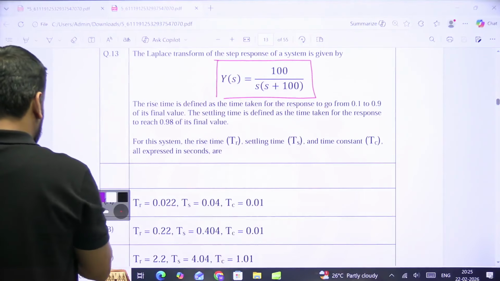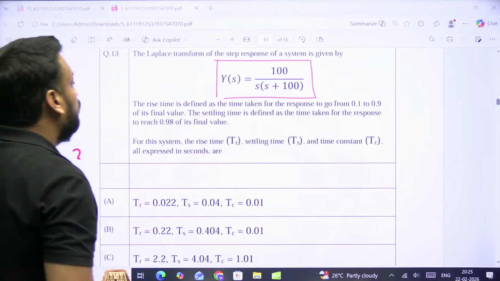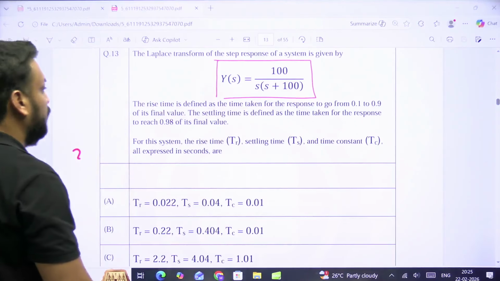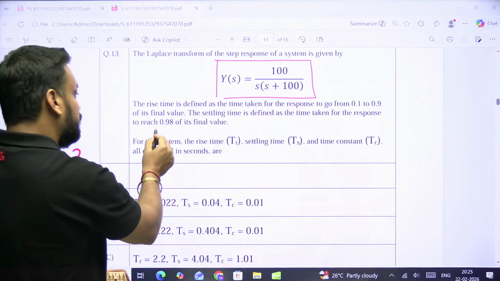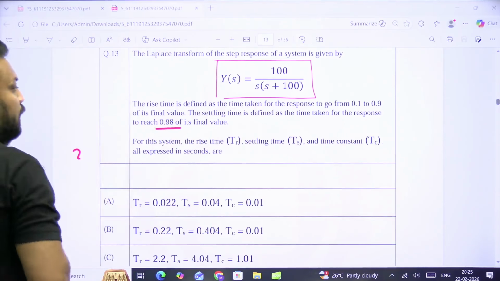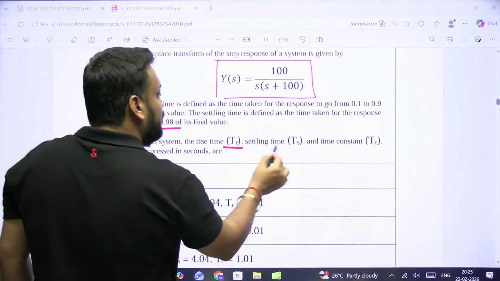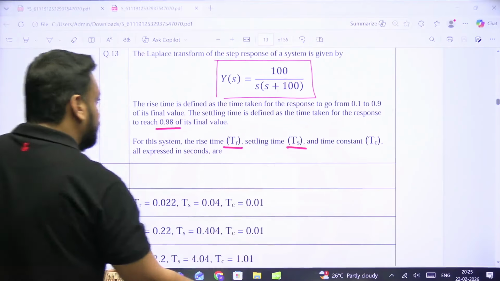Step response is given to us. Now student, the rise time is defined as the time taken for the response to reach a fraction of the final value. The settling time is defined for 98% of the final value. Then for this system, we are asked for the rise time, settling time, and the time constant value.